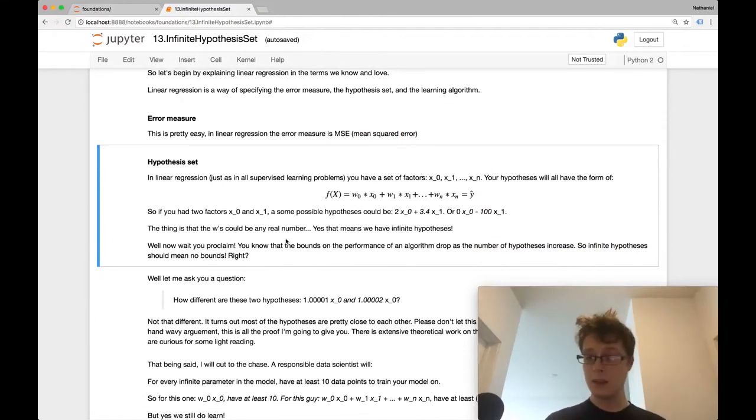The hypothesis set. So here's where the big thing comes in. In linear regression, just as in all supervised learning problems, we'll have a set of hypotheses. And with linear regression, the hypotheses will have the form of w0, a weight, times your first feature, which might be the size of petals, plus w1, another weight, times the second feature, which might be the width of the petals or something like that. So if you had two features, some possible hypotheses could be 2 times x0 plus 3.4 times x1, or 0 times x0 minus 100 times x1.